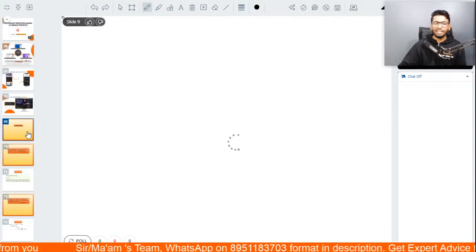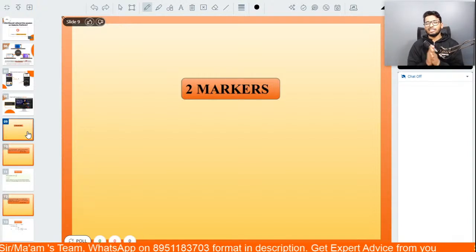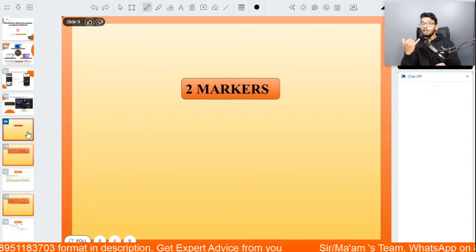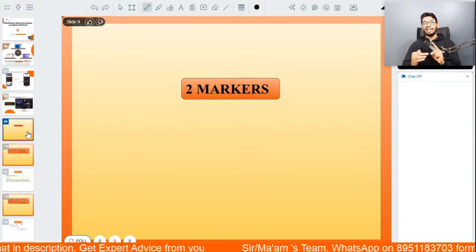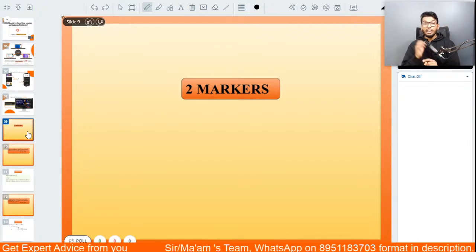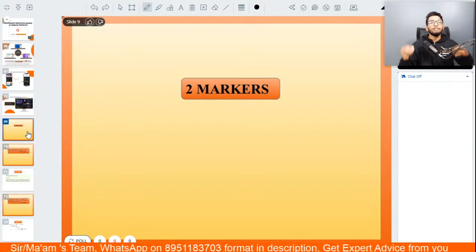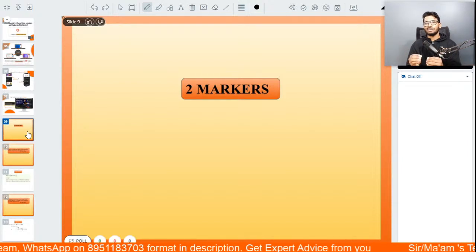All right, so with that said, people, let's get on to the questions now. What I've done is divide the questions into 3 different categories. We'll start with the 2 markers, move on to the 3 markers, and then finally end up with the 4 mark questions. Now, 2 markers, as you guys know, is going to be very straightforward, very simple, very easy, both from electricity as well as magnetic effects of electric current.